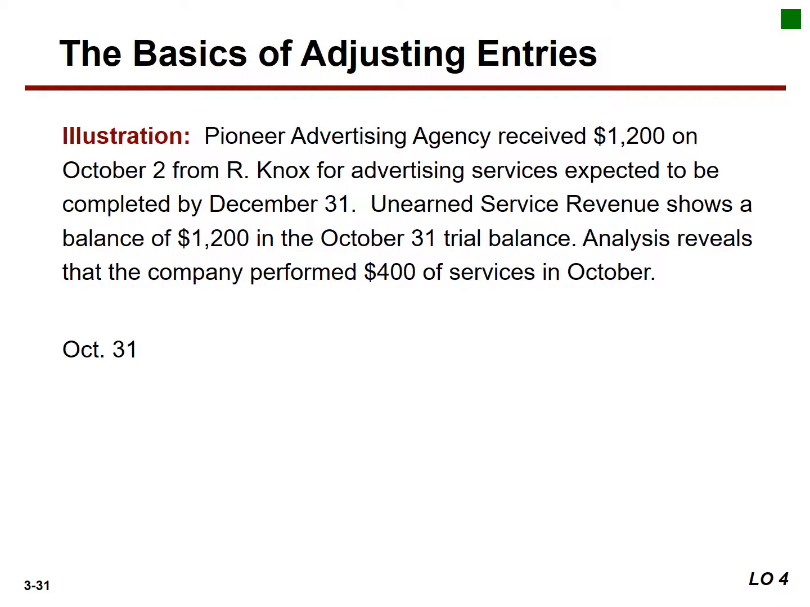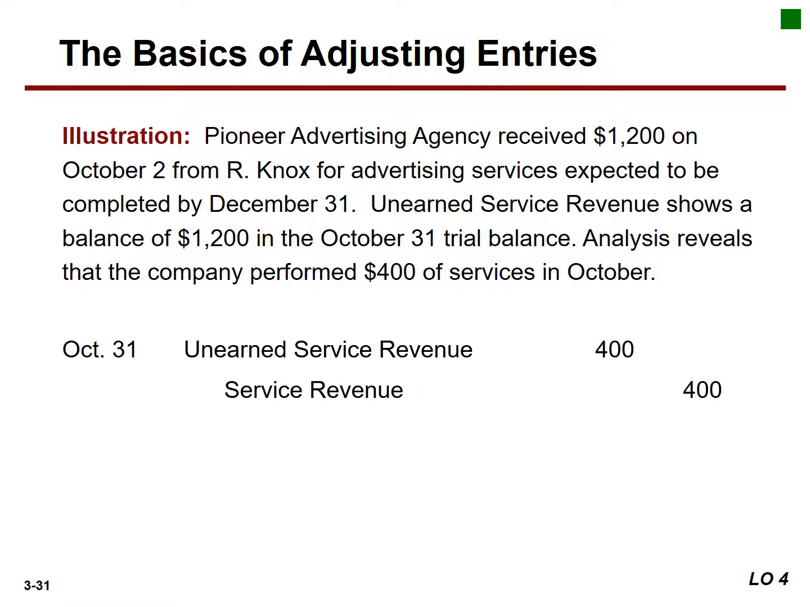Now let's look at Pioneer Advertising Agency. If you will recall, Pioneer had received a $1,200 advance from a customer, R. Knox, for advertising services that were going to be completed by December the 31st. An analysis of this account, this $1,200 balance in our liability account, unearned service revenue, shows that they've actually done 1/3 of the work, or $400 worth of the work. So that needs to be recognized. The recognition will cause us to debit our unearned service revenue account $400 and credit our service revenue account $400.